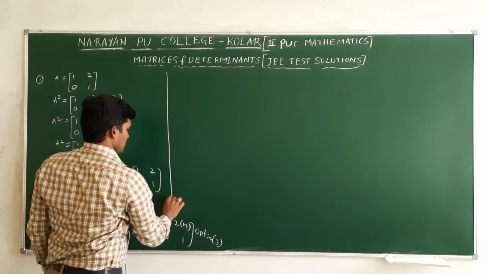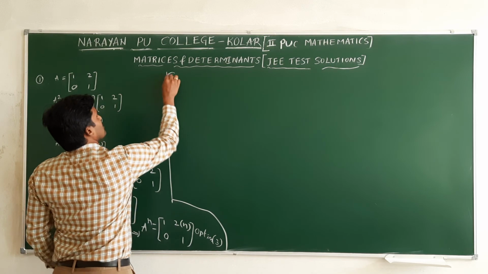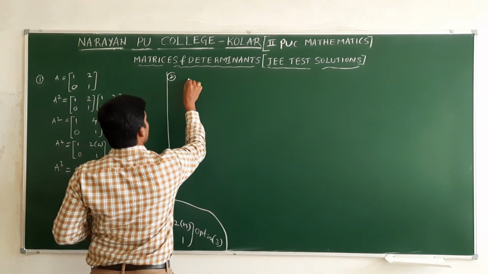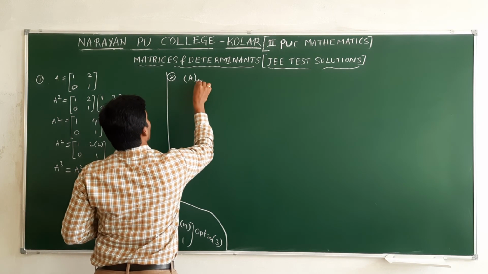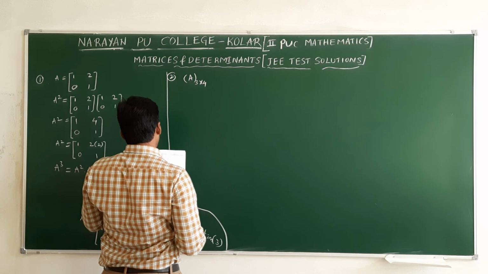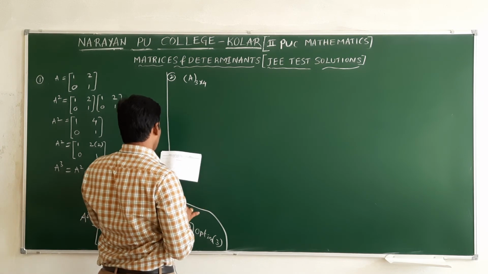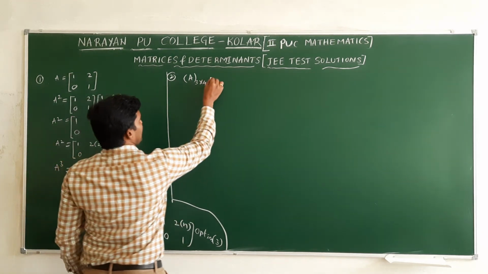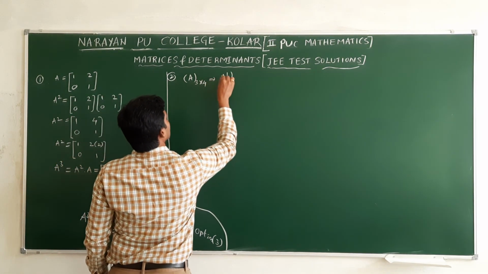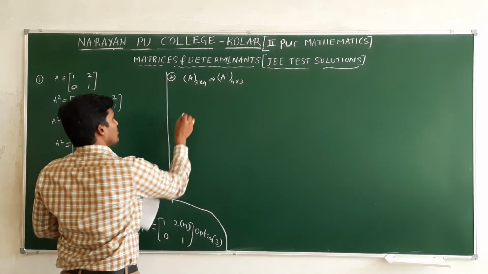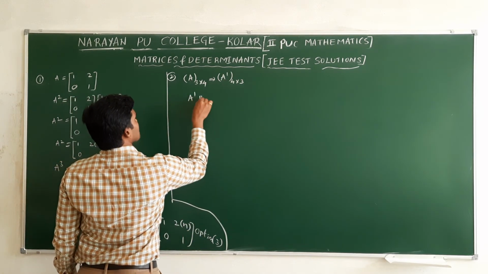Next, question number 2. If A is a 3 by 4 matrix, A order is 3 by 4, and A dash B and B A dash are both defined, then B is of order? A dash, what will we get? 4 by 3.